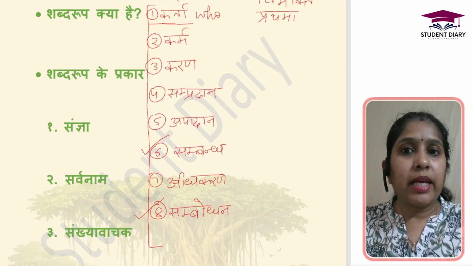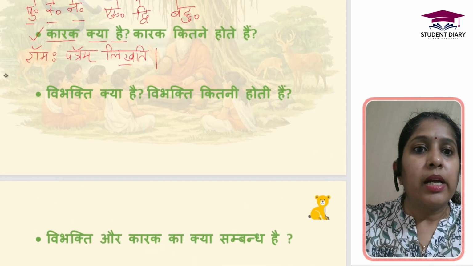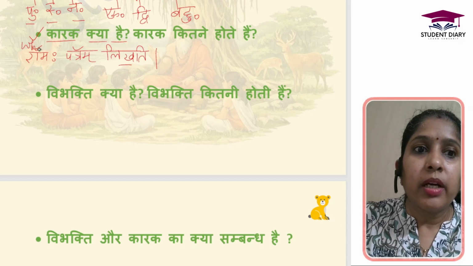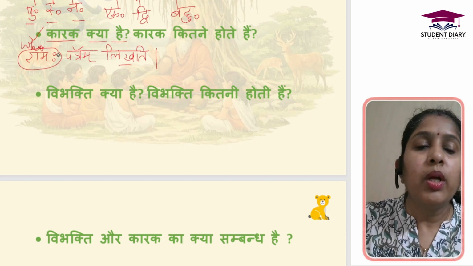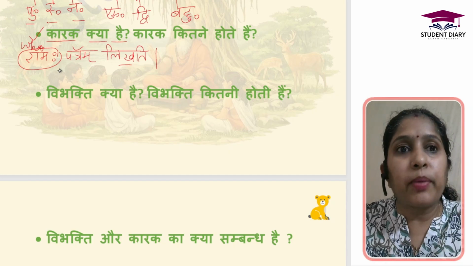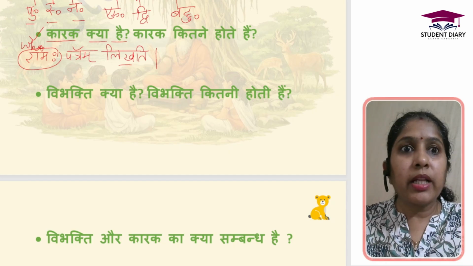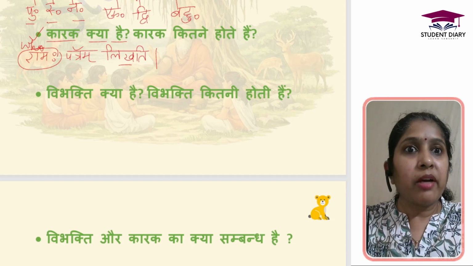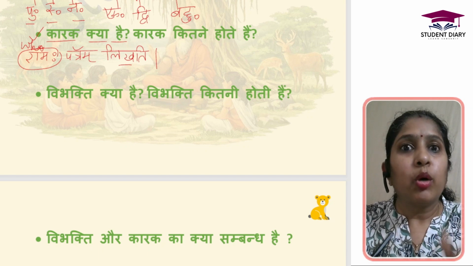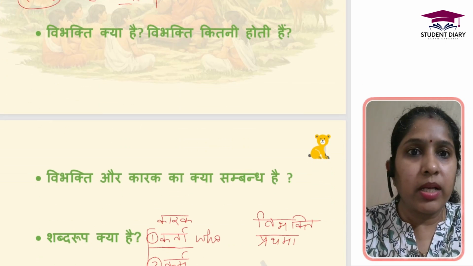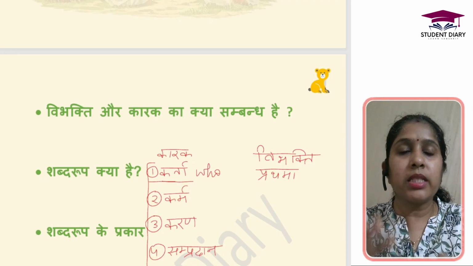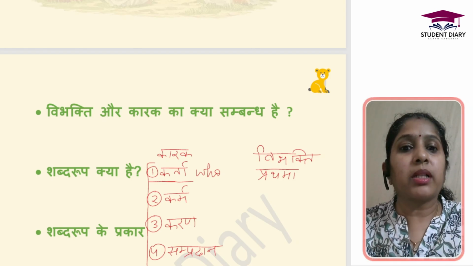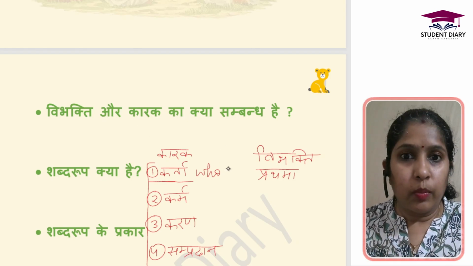Fine. Now if we see the same example which we were doing before, Ramah Patram Likhati: who is writing the letter? Ramah. So the word Ramah is giving the answer for who, so in Ramah we are using prathama vibhakti. Remember which vibhakti and which karak is answering which question. Prathama vibhakti answers the question who. It can be pulling, striling or napunsakling, which we will talk about later, but it will be the same for all three genders. Just remember that prathama vibhakti gives you the answer for who.